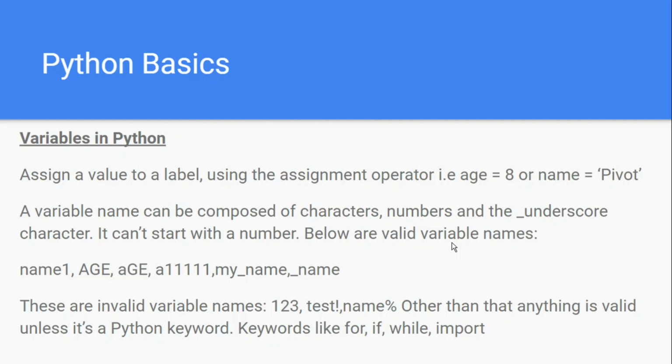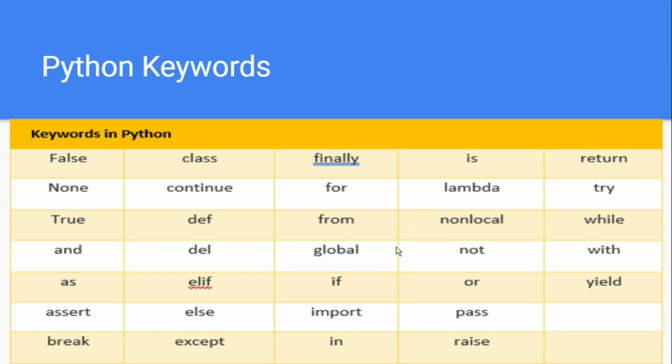Also, you can't declare a variable using keywords. Below in this slide you can see a number of keywords in Python that you cannot use to declare a variable. For instance, False, None, True, and as. The list is quite long, but you can't use these keywords to declare variables. This is similar to a number of programming languages. You can't declare variables using keywords.